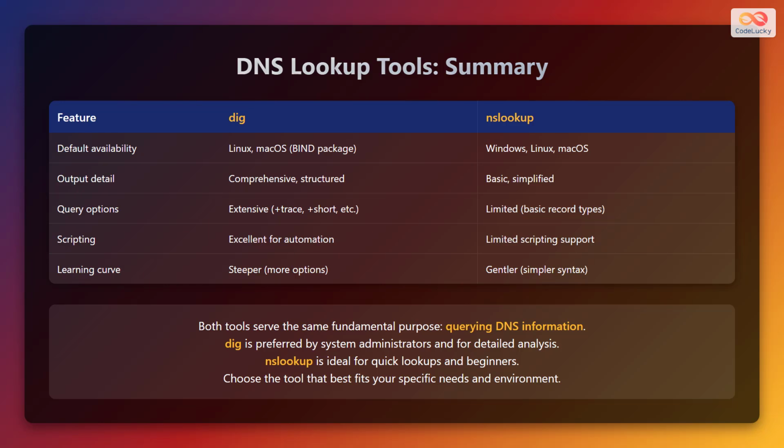Let's summarize the key differences between dig and nslookup. Dig is typically available by default on Linux and Mac OS systems that have the BIND package installed, while nslookup is available on Windows, Linux, and Mac OS. Dig provides comprehensive and structured output, whereas nslookup offers basic and simplified output. Dig has extensive query options, such as +trace and +short, while nslookup has limited options, mainly for basic record types. Dig is excellent for scripting and automation, but nslookup has limited scripting support. Dig has a steeper learning curve due to its many options, while nslookup is more gentle and has a simpler syntax.